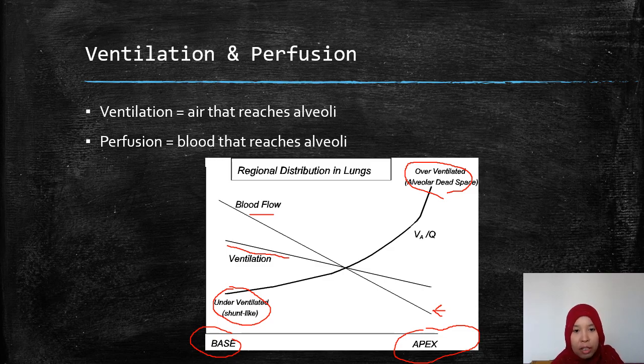So that space here means there's a lot of ventilation, but there's no perfusion. So it doesn't matter if you have a lot of oxygen being supplied, because for that oxygen to be transported to the tissues, right? But we don't have that. So this is what it means. Okay.